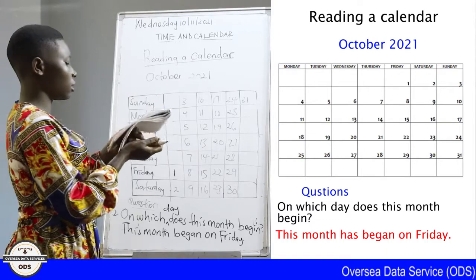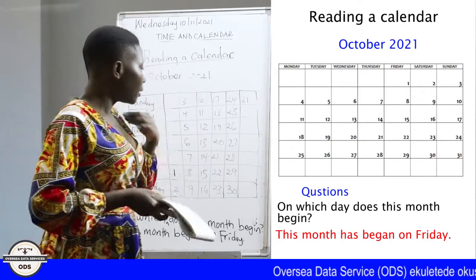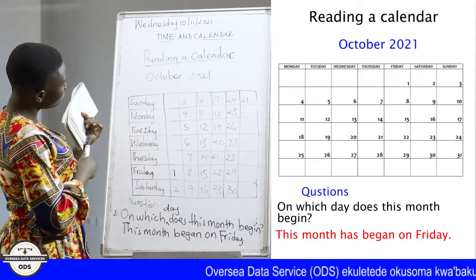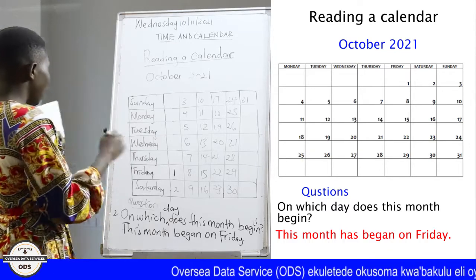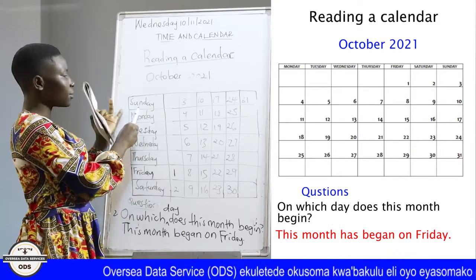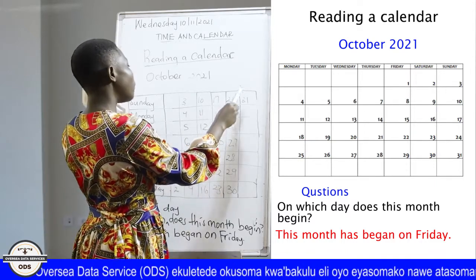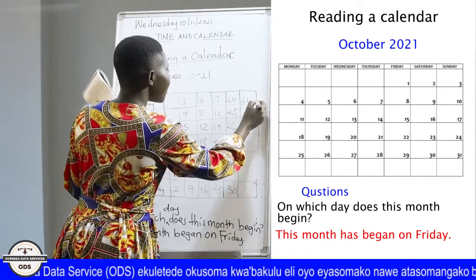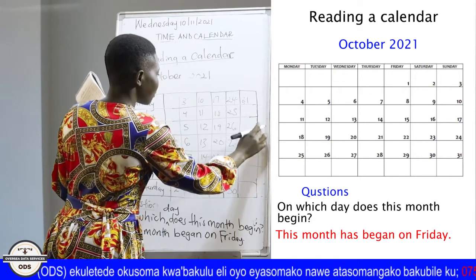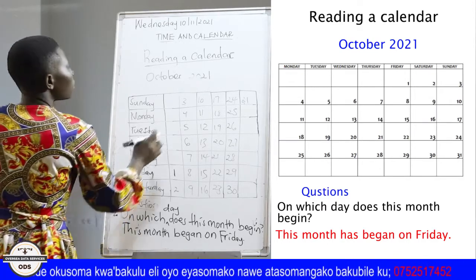Okay, let us look at when someone asks you how many Sundays are there in this month. You have to know all this. When someone is asking you about the Sundays, you go to the column of Sunday. Sunday is here, and you have 1, 2, 3, 4, 5. We have 5 Sundays in this month.